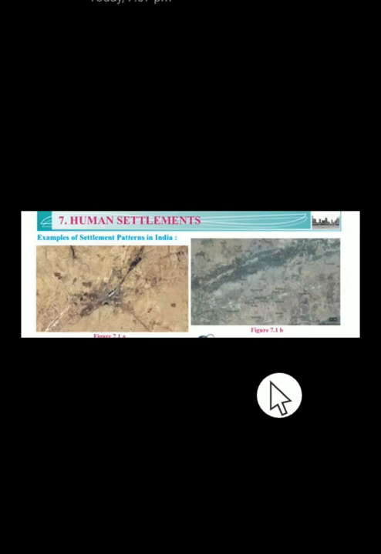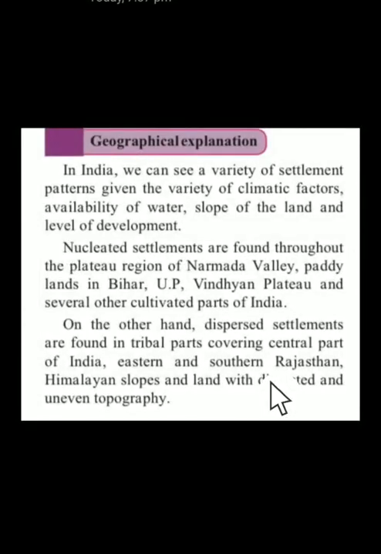Now we shall continue ahead with the geographical explanation. In India, we can see a variety of settlement patterns given the variety of climatic factors, availability of water, slope of land, and level of development. So my dear students, in India we can see various kinds of settlements. But these settlement patterns, my dear students, are dependent on a few factors. I had taught you all in the population lesson that where people stay, whether the population is high, low or medium, depends on a few factors.